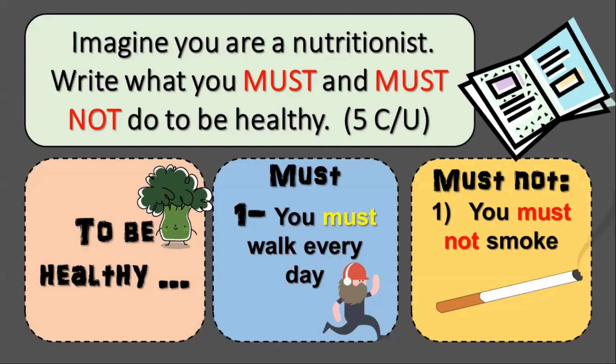Idealmente vamos a hacer un tríptico o, si quieren, un folleto, ya como les quede mejor. Algo como lo que está en esta imagen. En la primera parte, you're going to write to be healthy. Then you're going to write must, lo que debemos y lo que no debemos hacer. For example, you must walk every day. Deben caminar todos los días. Y must not, you must not smoke. Ok, no debes fumar. Está prohibido fumar si queremos ser saludables.